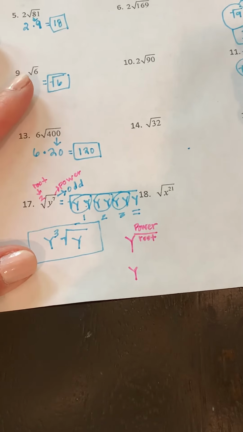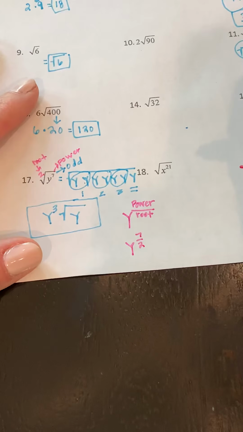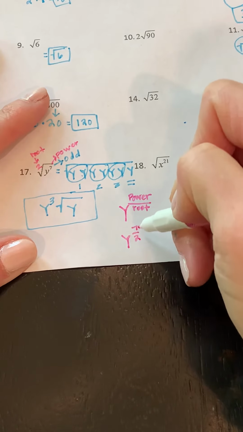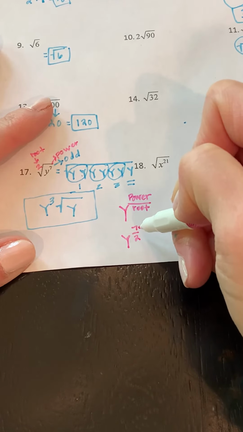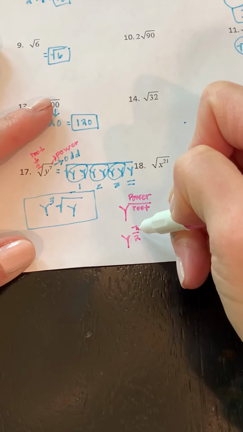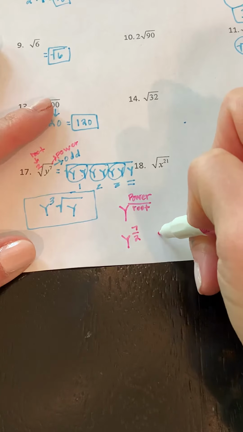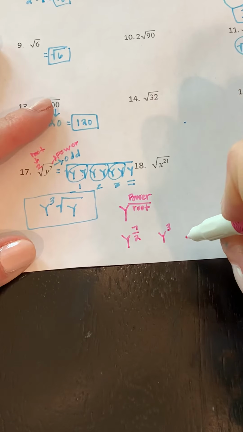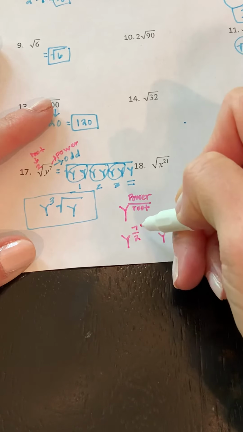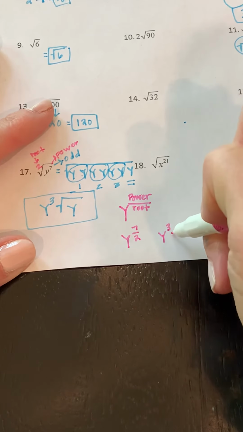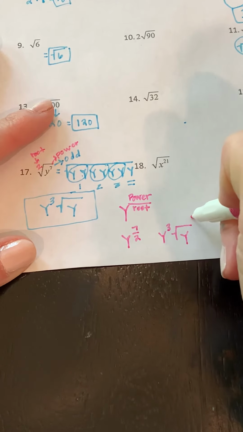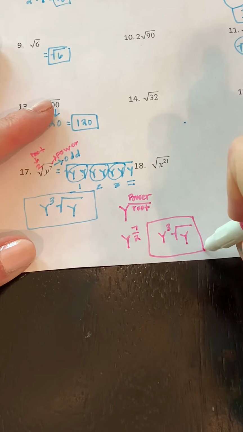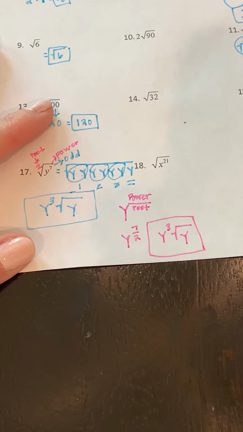So if I put power over root, that means I'm going to put y to the 7 divided by 2. So it's going to give us the same thing, but we're going to do a division problem right here. You've got to think 2 goes into 7 3 times, but you have a remainder of 1. So that means I can pull out 3 y's. 2 goes into 7 3 times. And then I'm going to have to leave that remaining y, the remainder I have, underneath the radical. It's a different way of looking at it, but that's how you get your answer.